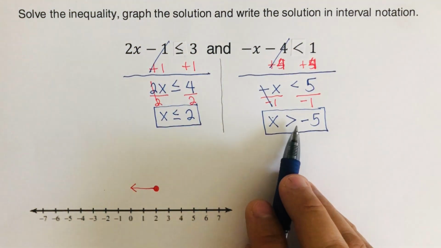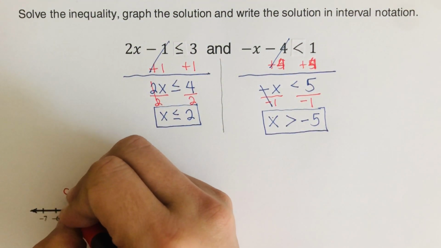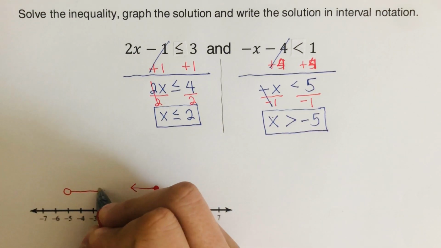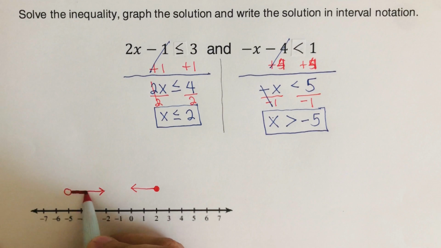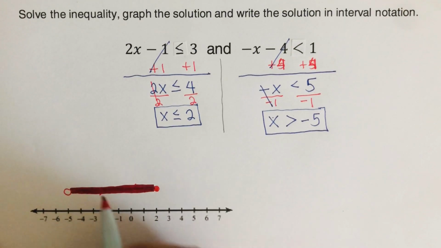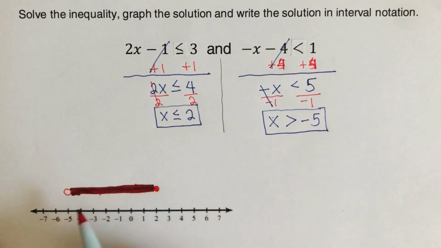So it's going to be an open circle on negative 5, and the direction of the arrow is going to the right. So I'm going to draw an arrow directed there. From here, we can say that the solution to this inequality is the one in the middle between these two circles. All of these numbers in between, including positive 2 but excluding negative 5, would be a solution to both of these.